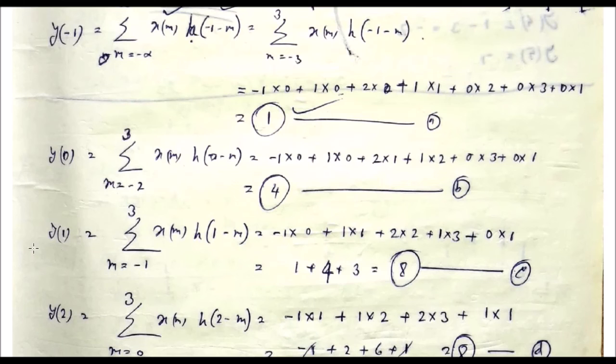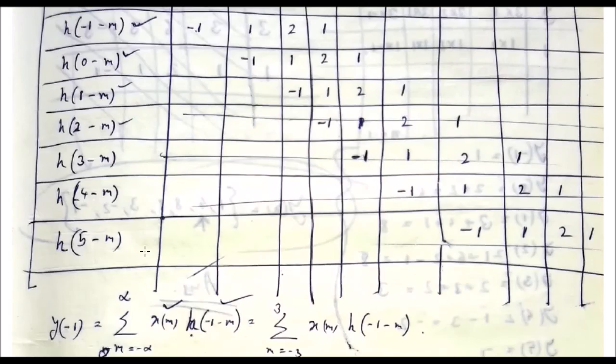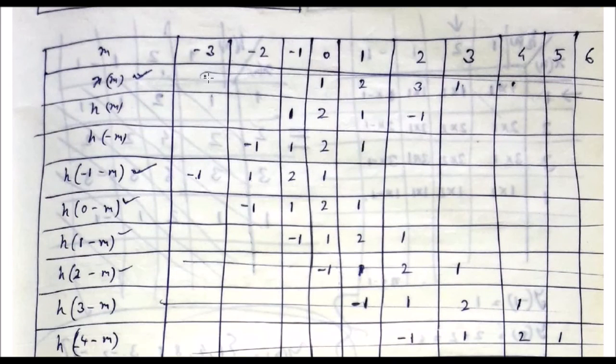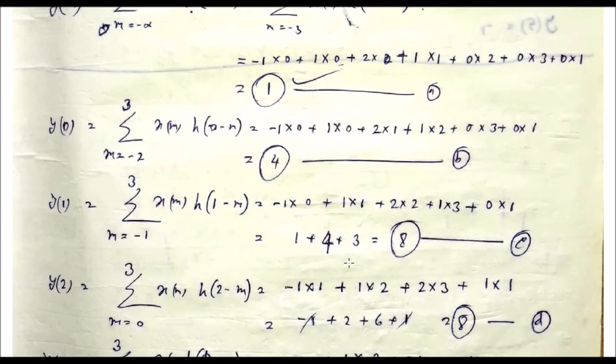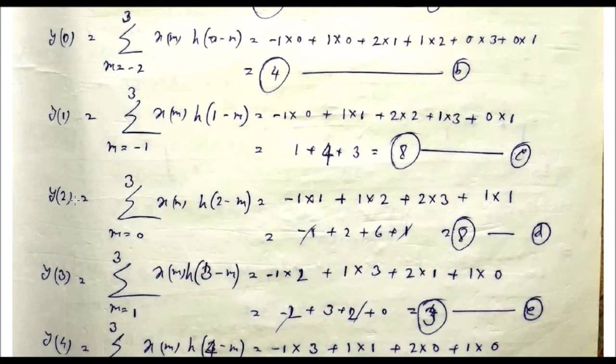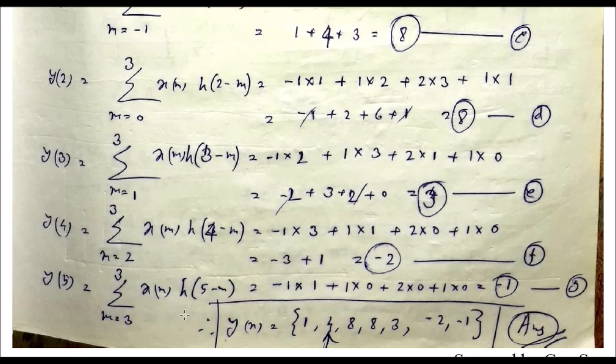In this way you can find out y1 also. Y1 means you have to consider now this row unchanged signal and this row. Here you can see there are 3 overlaps, 1 1, 2 2, 3 1. Okay, so multiply individual columns and add them up, you will obtain 8. Similarly you can obtain y2 from here, that will be 8, and all other samples up to y5.